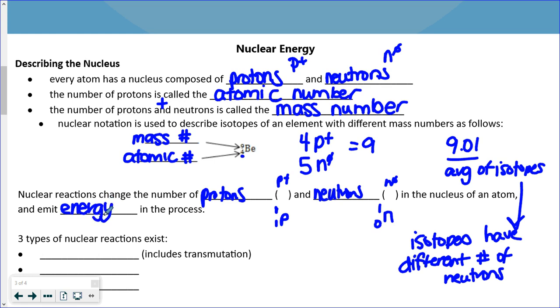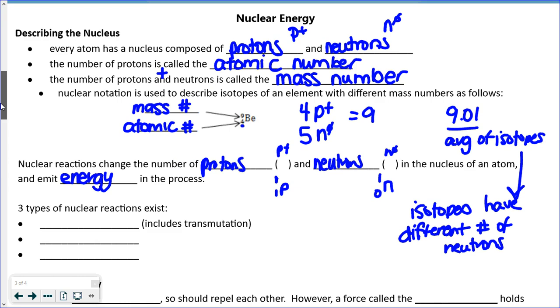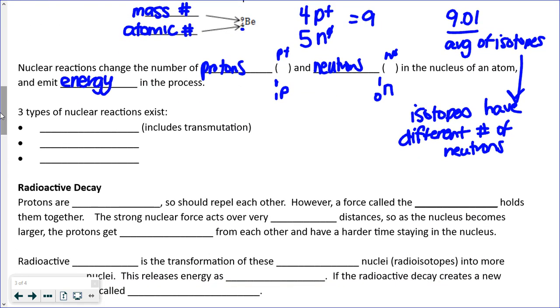So 3 types of nuclear reactions exist. We'll talk about just radioactive decay today. That's the first one, radioactive decay. And we'll also talk about fission and fusion reactions next week. So radioactive decay, that's what we'll talk about today.